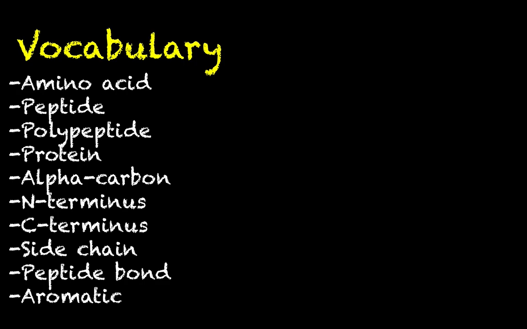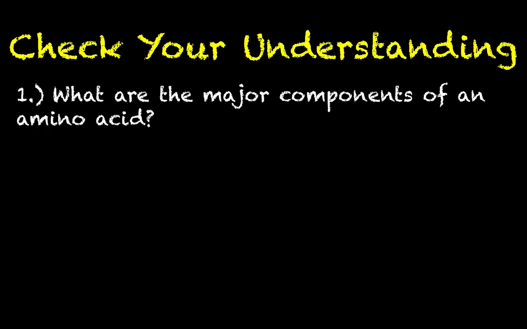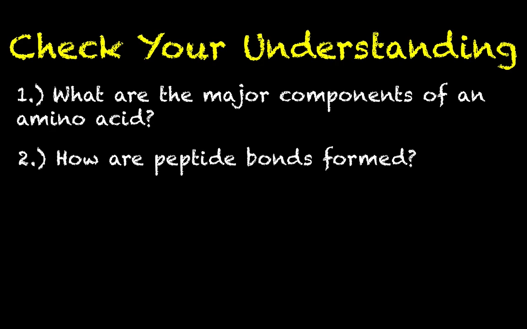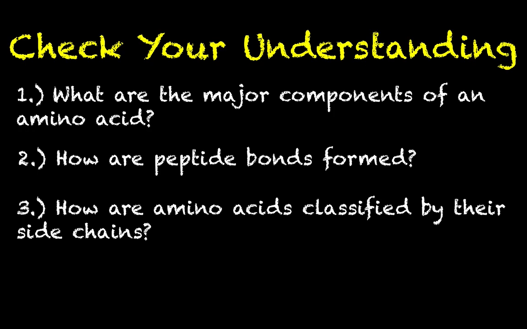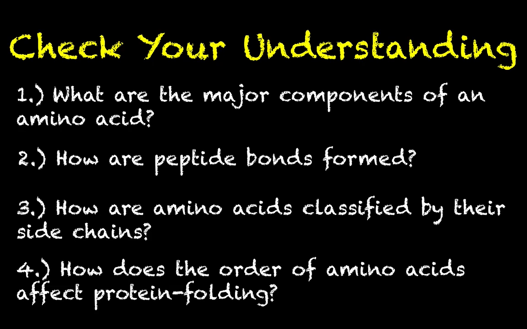Here is a list of vocabulary terms you probably want to be aware of. And for checking your understanding, number 1, what are the major components of an amino acid? Number 2, how are peptide bonds formed? Number 3, how are amino acids classified by their side chains? And number 4, how does the order of amino acids affect protein folding? Number 4, you may want to go ahead and watch the next video in our series before you really start thinking about that one.